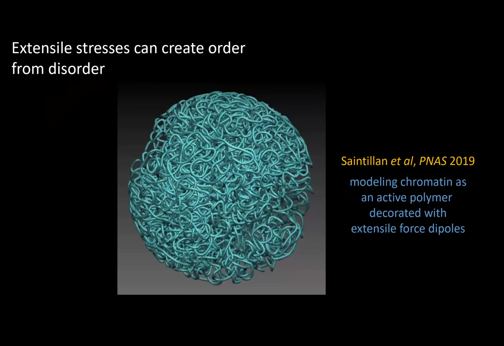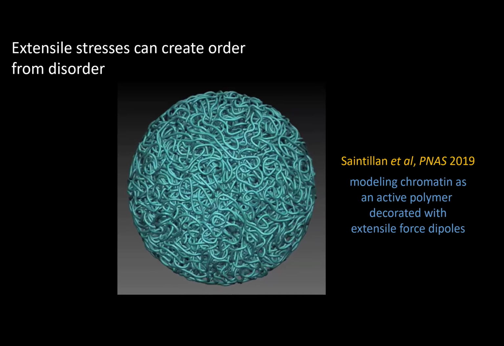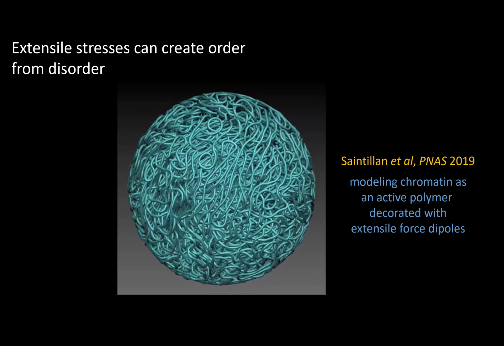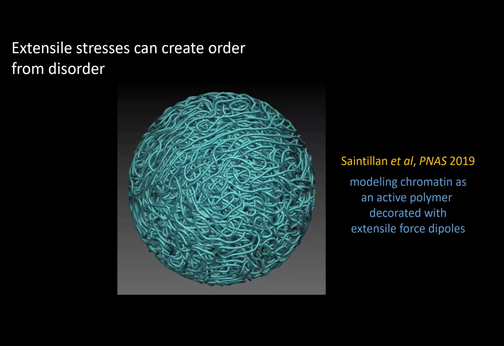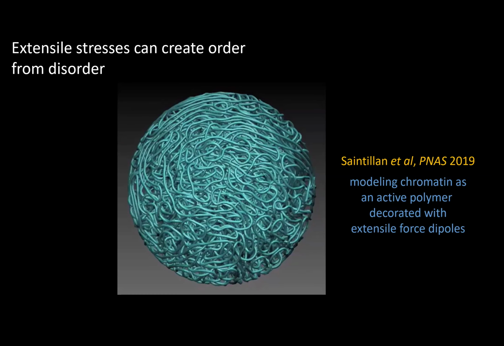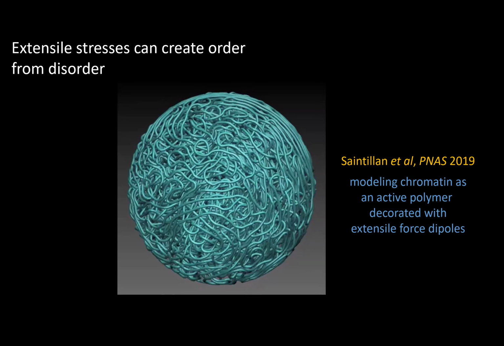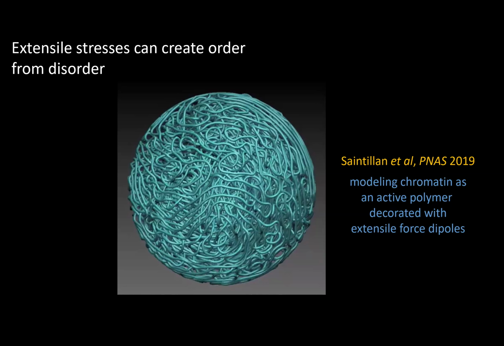So let me just tell you that extensile stresses can disentangle entangled things. And this is from a paper of mine with David Saintillan and Alexander Zidovska a few years ago, where we were modeling chromatin inside of the nucleus as an active polymer that had extensile force dipoles on it. So force dipoles that are pointing in opposite directions. And you start off with this as a simulation, obviously. And what happens from this extensile stress is that the material starts to order. So you went from this entangled polymer, you didn't lose the entanglement, it got kind of reduced into these small sets, but you see you start getting a lot of nematic ordering coming from extensile material stress.